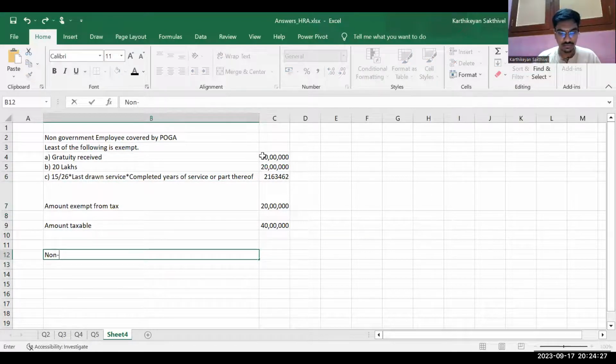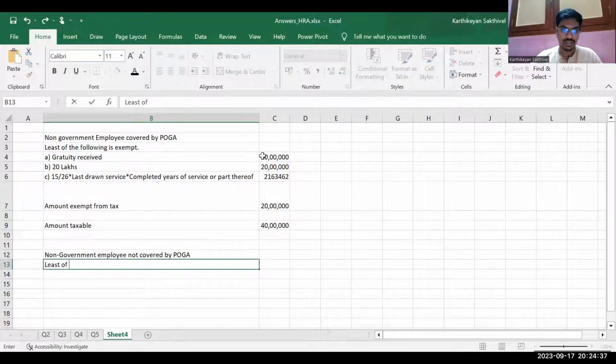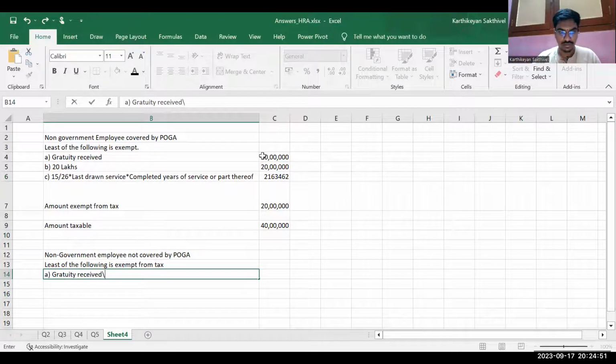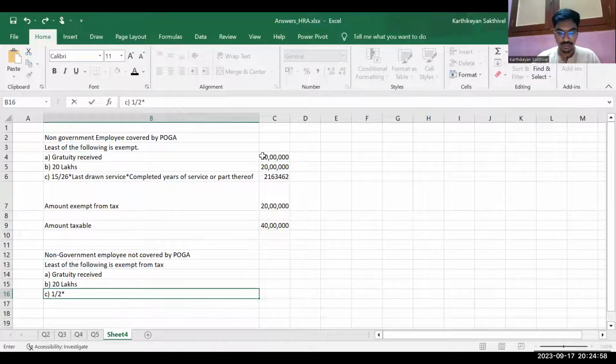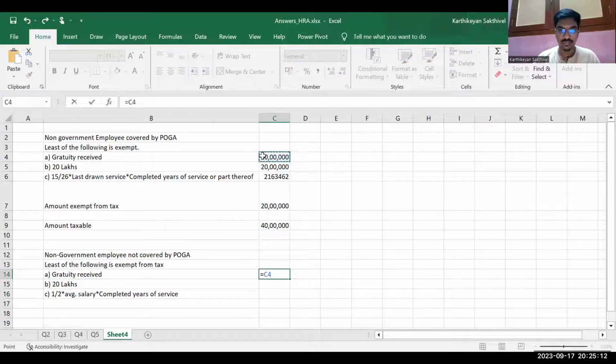Next is non-government employee not covered by POGA. The least of the following is exempt from tax. Number 1, gratuity received. B is 20 lakhs. C is 1/2 into average salary into completed years of service. So gratuity received is same, 60 lakhs. 20 lakhs is going to be the same, 20 lakhs.